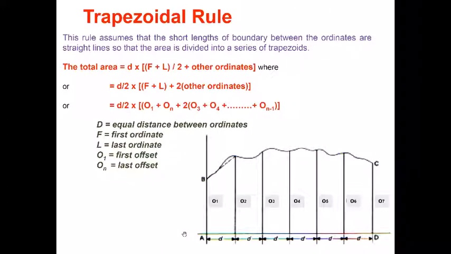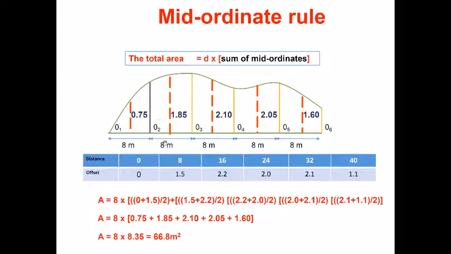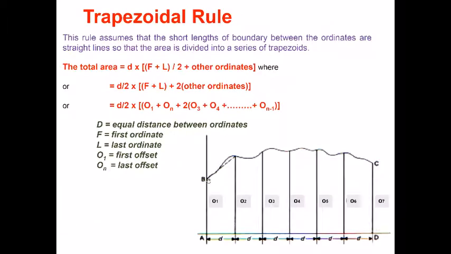Then the next rule is the trapezoidal rule, and this rule assumes that the short lengths of boundary between the ordinates are straight lines, so that the area is divided into a series of trapezoids. Previously in the mid-ordinate rule, we assumed that the strips were transformed into rectangles by taking one average ordinate and the base. But in the trapezoidal rule, what we assume is that the two ends of the ordinates are joined by a straight line. So this is more realistic, since this is not horizontal. Now we are assuming an inclined line so that our strips make a trapezoid.